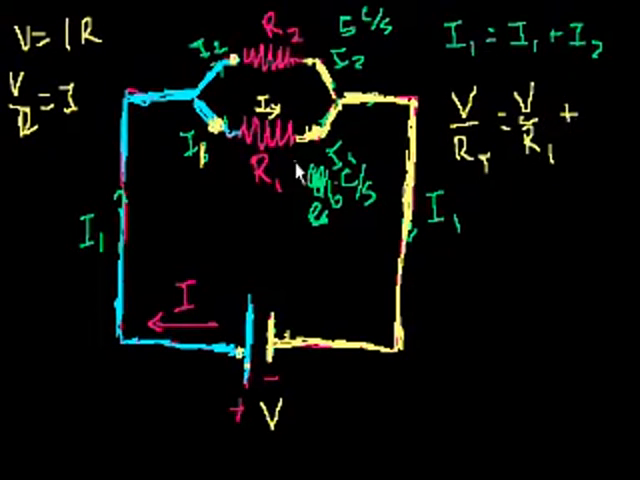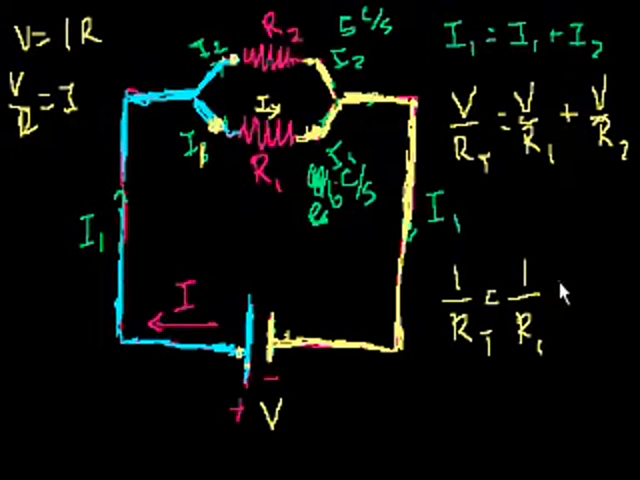And the same logic. What is I2? I2 is this current. What is the voltage across this device? Well, that's just V again, the same as the voltage across this device. So it's V over R2 by Ohm's law. All these V's are the same, so we can divide both sides of that equation by V. And we get 1 over the total resistance is equal to 1 over R1 plus 1 over R2.